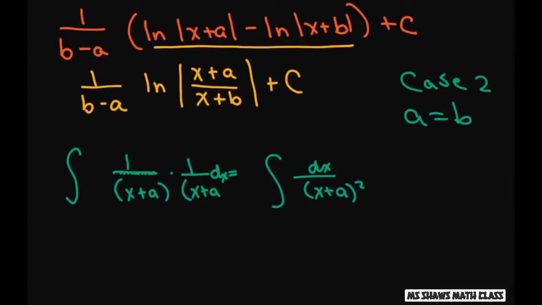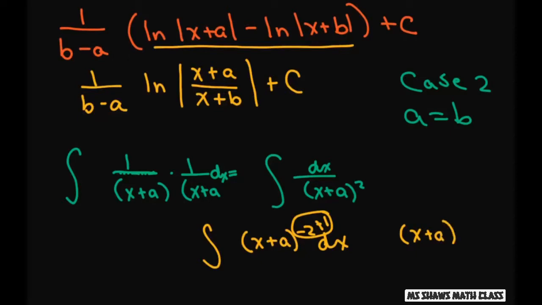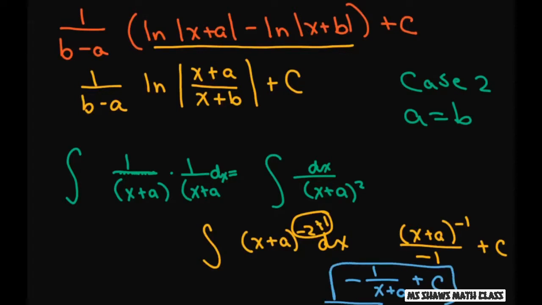Now, to evaluate that, I'm going to go ahead and write this as X plus A to the negative 2 dx. So all you do is you're going to add 1, and that's going to be negative 1. So we're going to have X plus A to the negative 1 power, and also divide by negative 1, and then plus C. And that simply is negative 1 divided by X plus A plus C. So those are your two cases, and that's it.